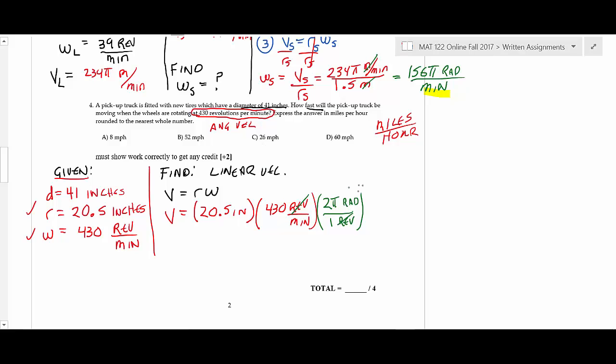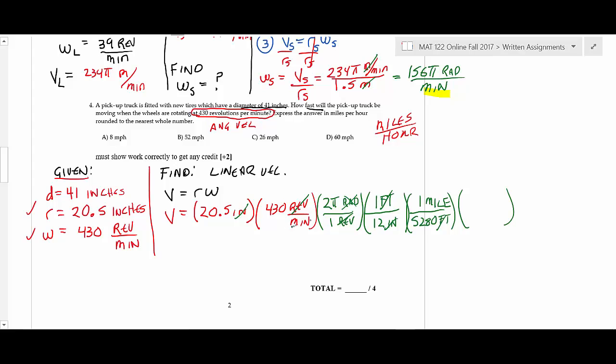Okay, and remember, radians is really dimensionless. So right now we're in inches per minute. So the next thing is we need to convert the inches to miles. Well, what I know is there are 12 inches in 1 foot. Okay, that will cross that out. Now my answer is feet per minute. And then I also know that there are 5,280 feet in 1 mile. Okay, so now my answer is in miles per minute.